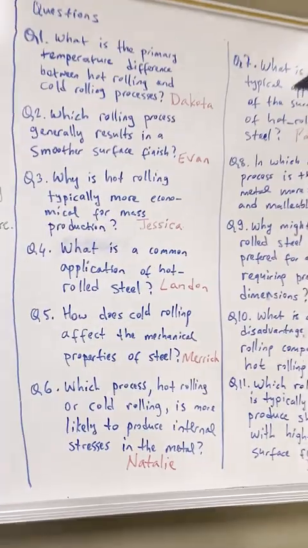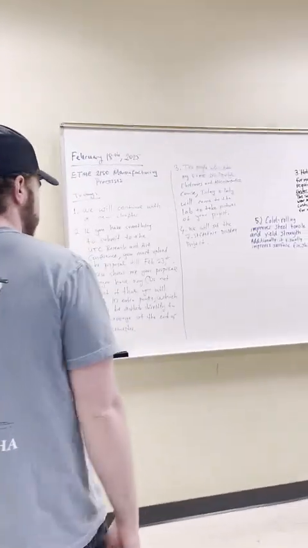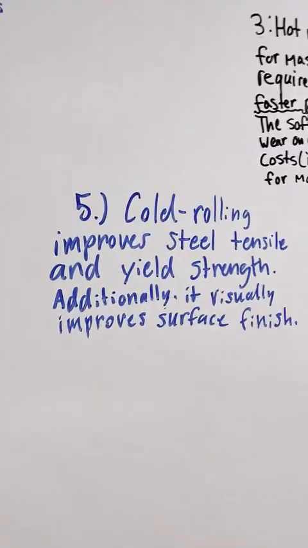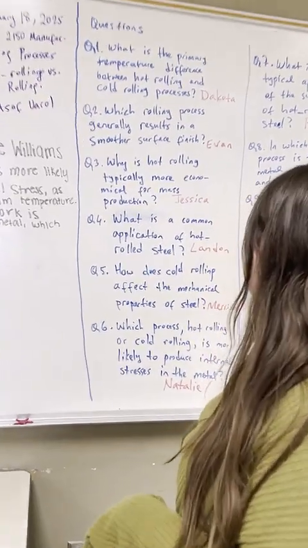I had question number 5, which is how does cold rolling affect the mechanical properties of steel? My answer is cold rolling improves the steel's tensile and yield strength, and it also visually improves the surface finish.